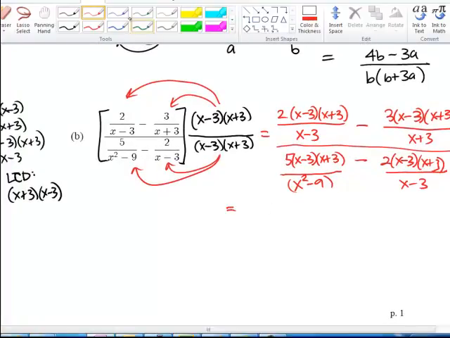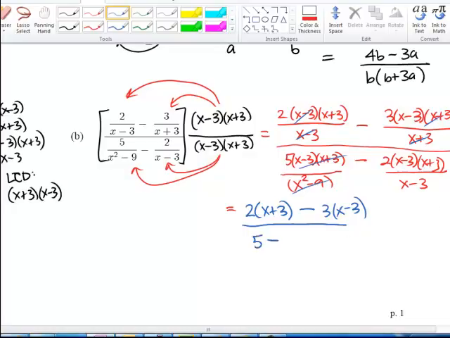We can reduce the x minus 3's here. So we've got 2 times x plus 3, keep the minus between, and then 3 times x minus 3. And in the denominator, that all drops out, so we have 5 minus 2 times the group x plus 3. Now notice we have a 2 times x plus 3 in the numerator and also a 2 times x plus 3 in the denominator, but it's not a factor, so we can't reduce right there.